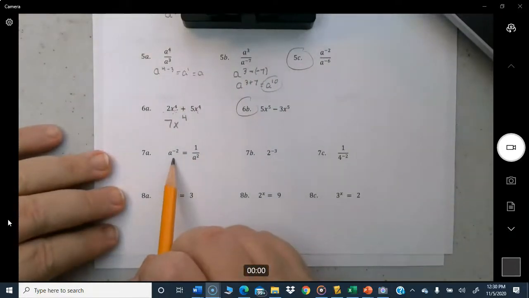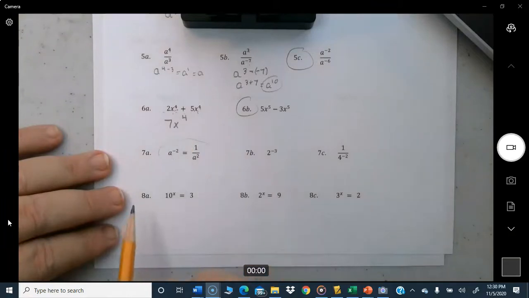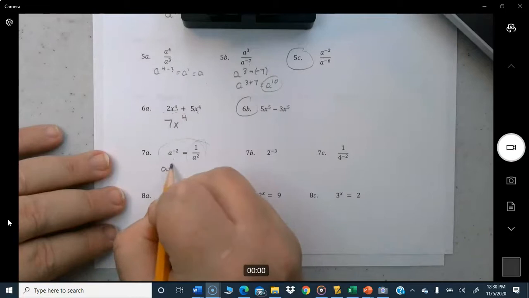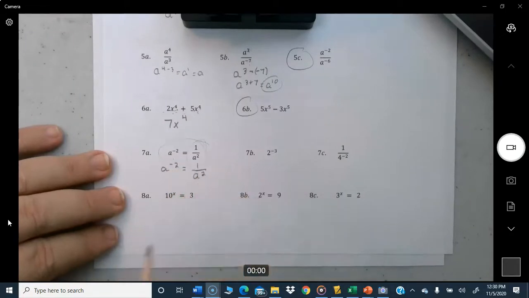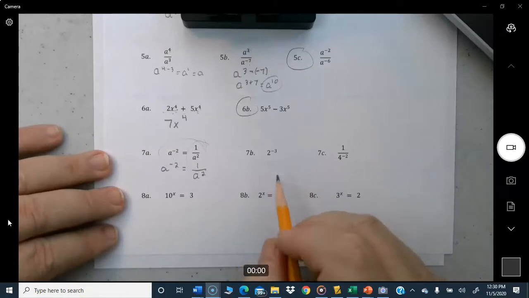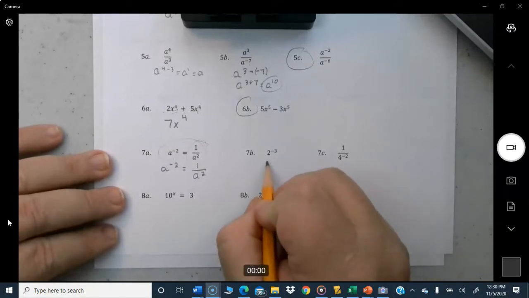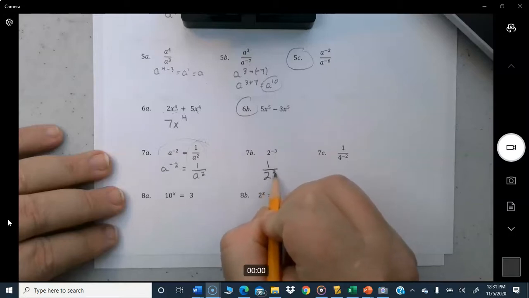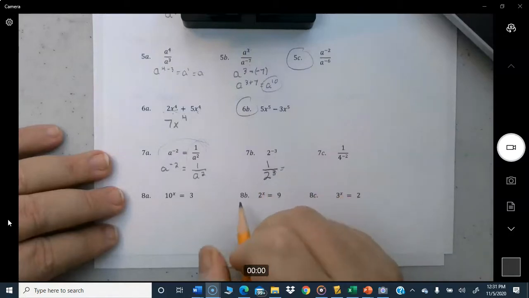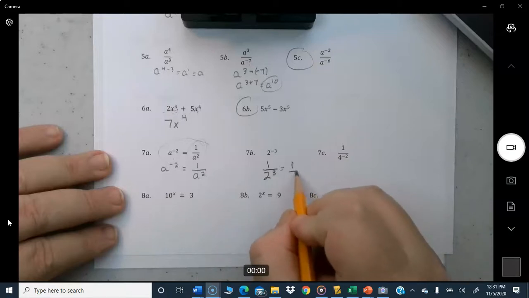There we go. Okay, I actually gave you the answer on that one. I'm supposed to have you write that, okay? So let's just write it. A to the minus 2 equals 1 over a squared. Okay, how about this one? 2 to the minus 3, you flip it and it becomes 1 over 2 to the positive 3, which equals, 2 to the positive 3 is 8, so it becomes 1 over 8.